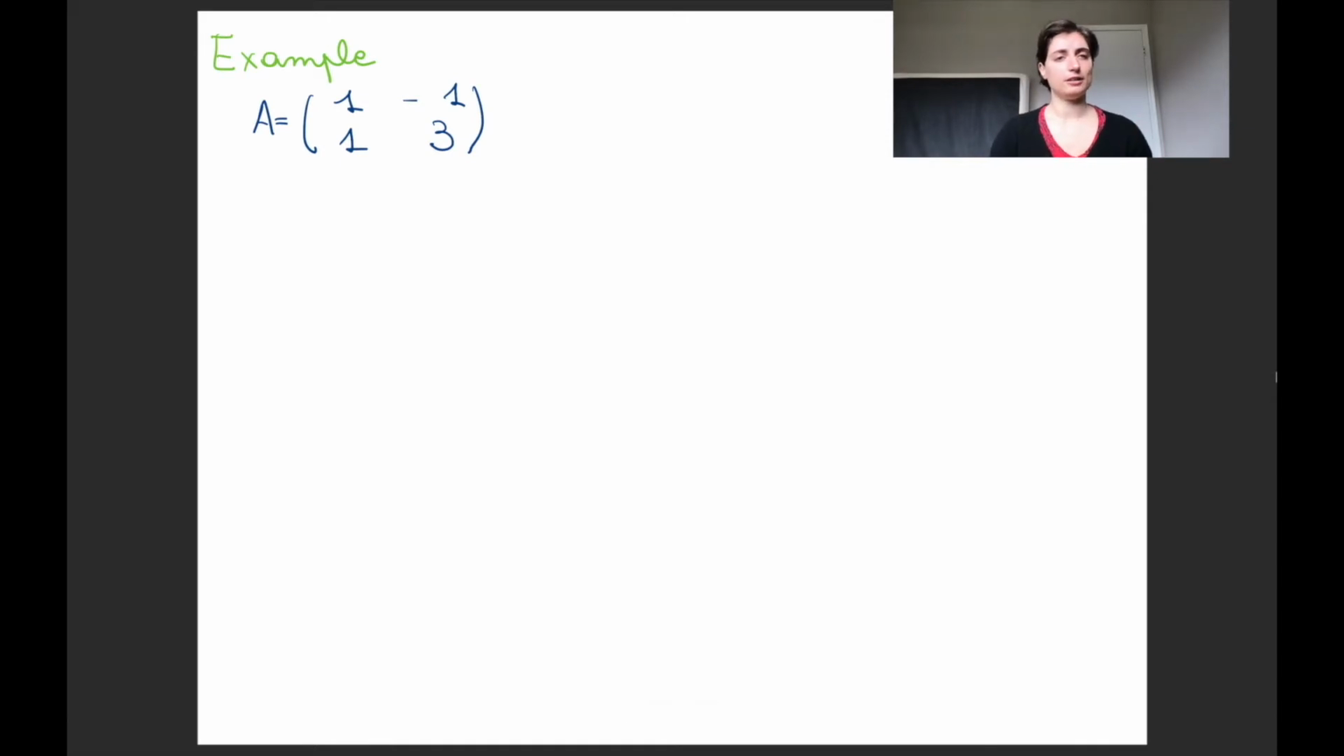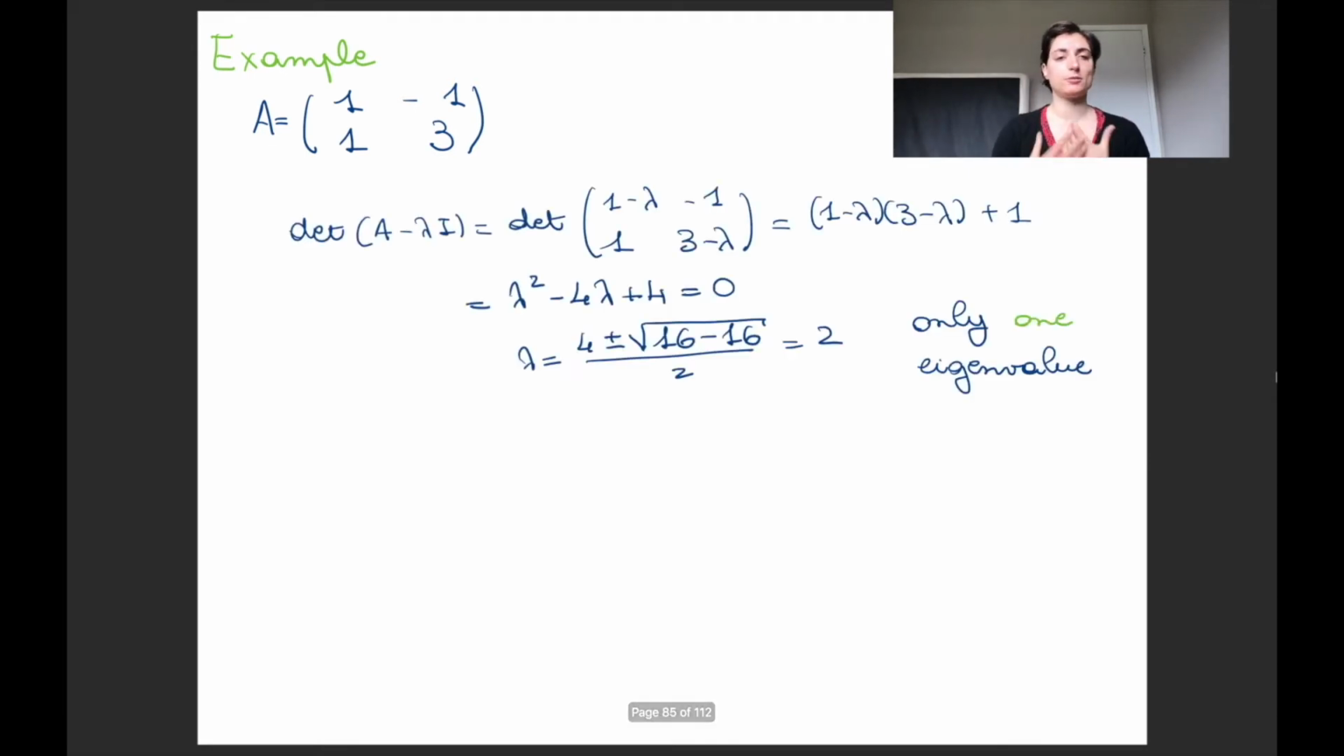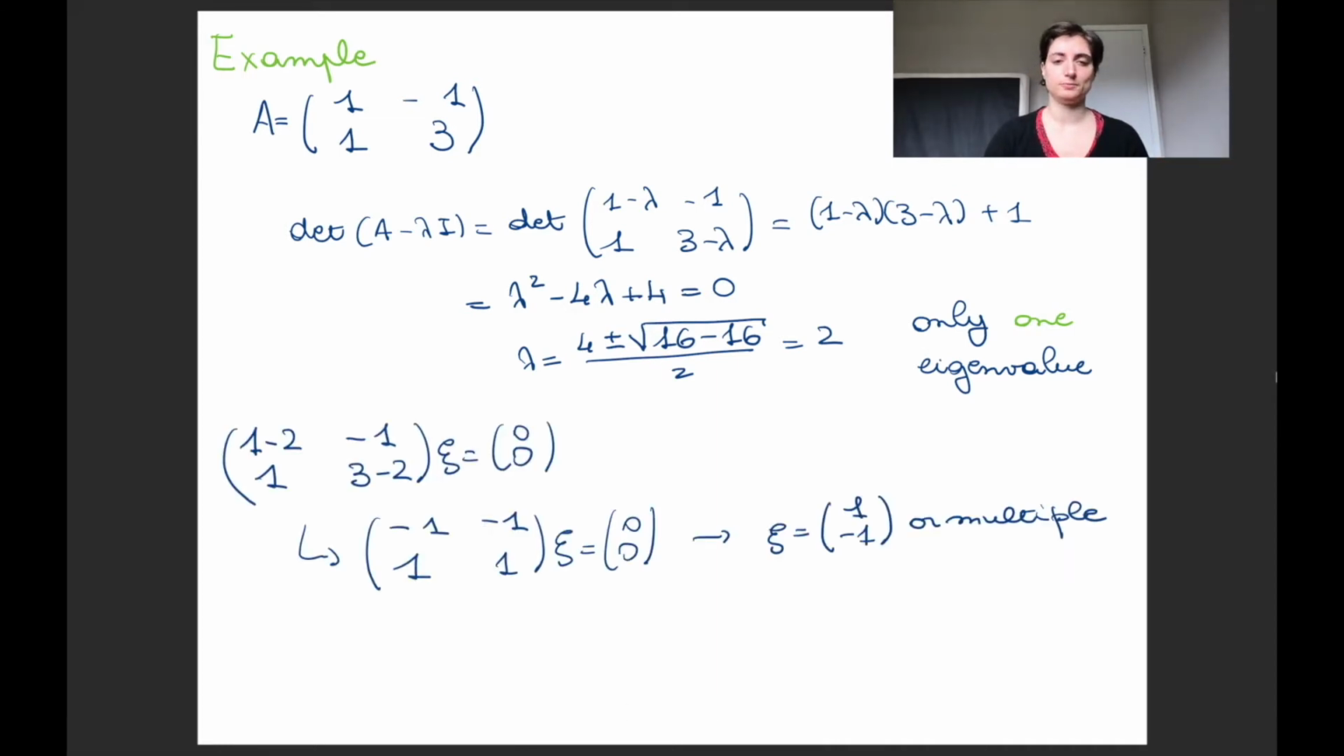So let's look at another example. This is a 2x2 matrix, 1 minus 1, 1, 3. And we compute the eigenvalues, and we find only one eigenvalue, lambda equals 2. Is this a problem? Well, if it's the same situation as the identity matrix, it's no problem. But it turns out that it's not.